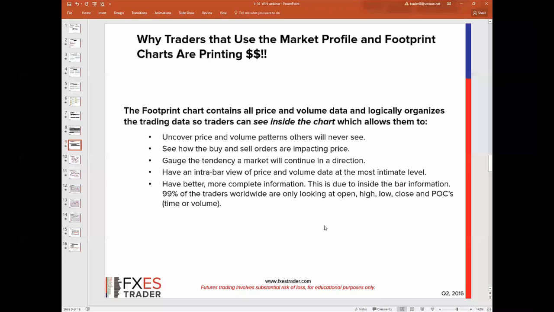It contains all the price and volume data organized, as Slick talked about, to uncover patterns, see when to buy and sell, and gauge the tendency of the market to continue in a given direction, which is what I'm going to spend most of my next probably 10 minutes showing you. See how the buy and sell orders are impacting price. It really boils down to just having more confidence, which is really everything.